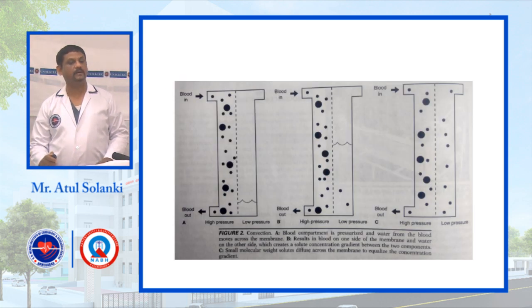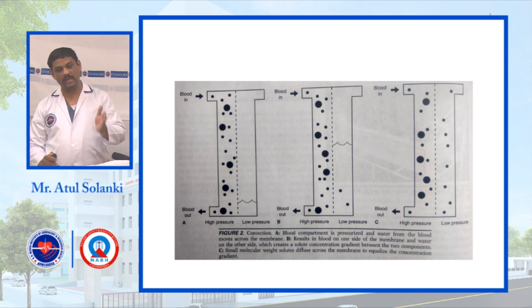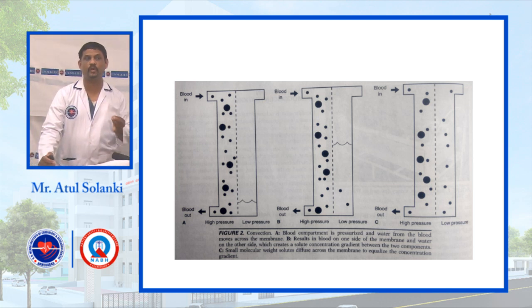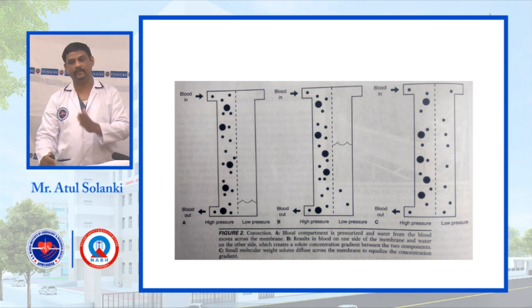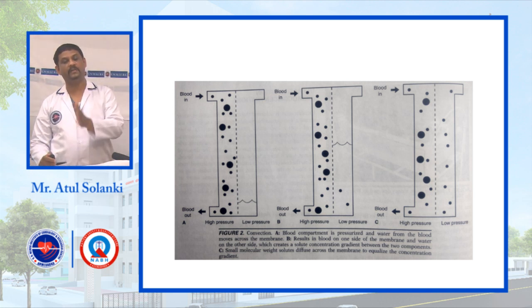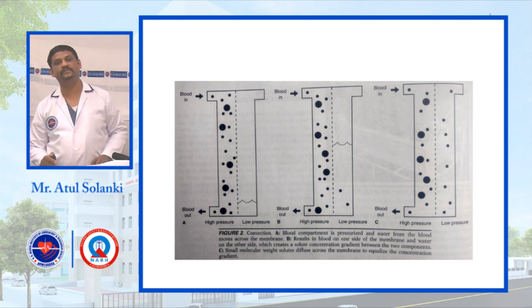Again, this figure shows how, from the lower concentrated volume, we pass through the membrane. In the second figure, some small particles come through, and in the third figure, many other particles also pass through the membrane. So this is the process of ultrafiltration.